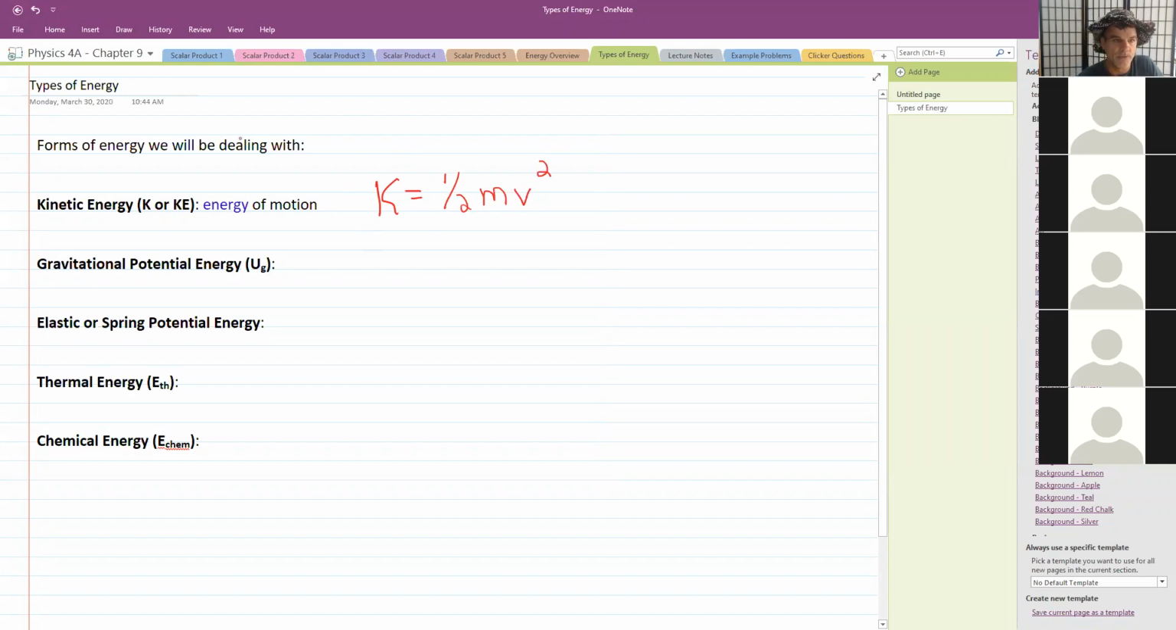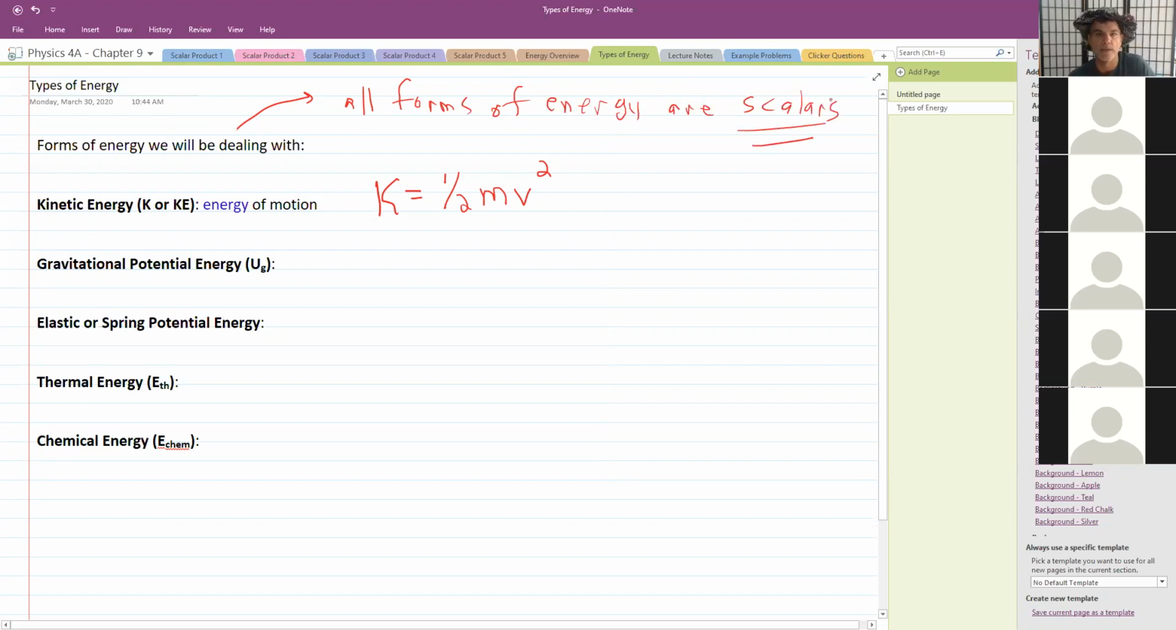One important thing, all forms of energy are scalars, which means there is no direction associated with it. And all forms of energy we're going to see are going to be measured in joules. It's just a number. It can be positive or negative for certain kinds of energy, but there is no direction.